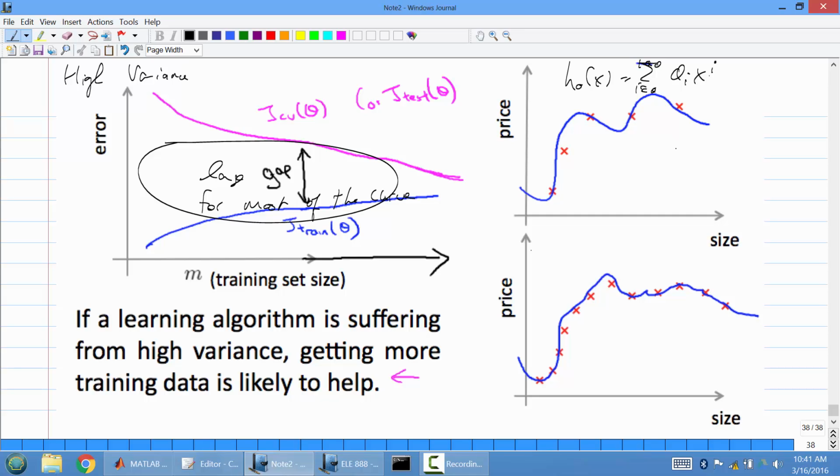So you can address overfitting by perhaps adding more training data to your data set. That might help with the high variance. Okay? All right, so I've got one more topic to talk about, and then we're going to finish.